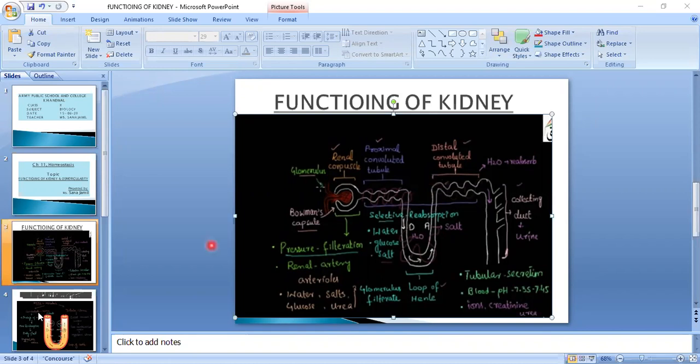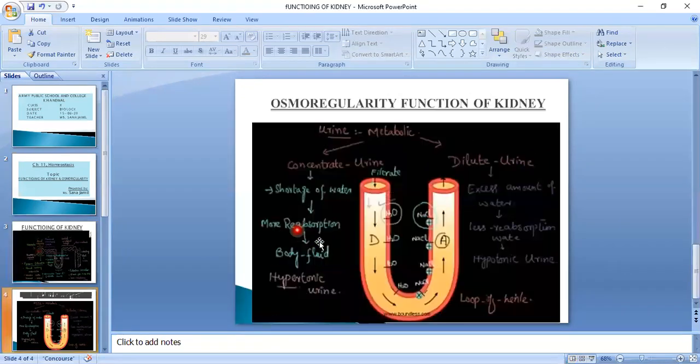Next is the osmoregulatory function of the kidney. What is osmoregulation? If you remember what osmoregulation is, I will start from here, as the kidney is also performing an osmoregulatory function. Osmoregulation is the maintenance of salt and water in the body. How you maintain the amount of salts and water in the body is known as osmoregulation. And you know that in your body, the kidney is responsible for maintaining this functioning.